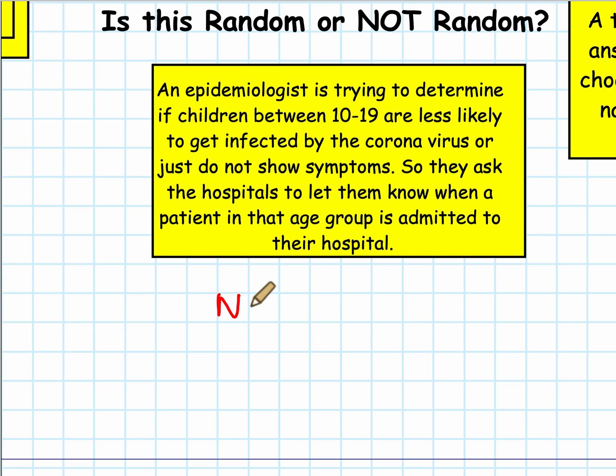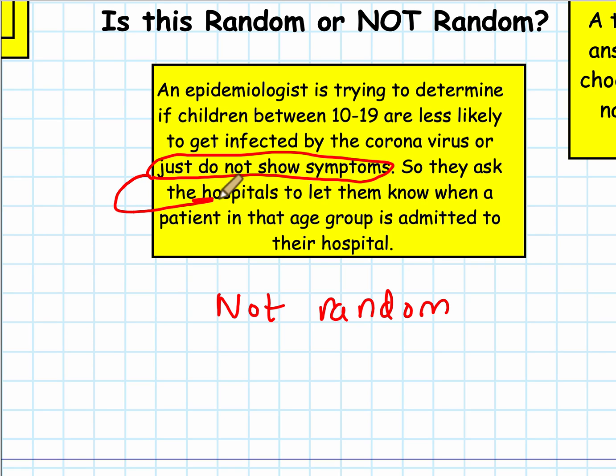The reason this falls in the category of not random is that their question is whether you are less likely to get infected by the coronavirus or just do not show symptoms. But in order to get admitted to the hospital, you have to have some symptoms. So everybody who's going into the hospital has to have some symptoms. Therefore, this would not be random.